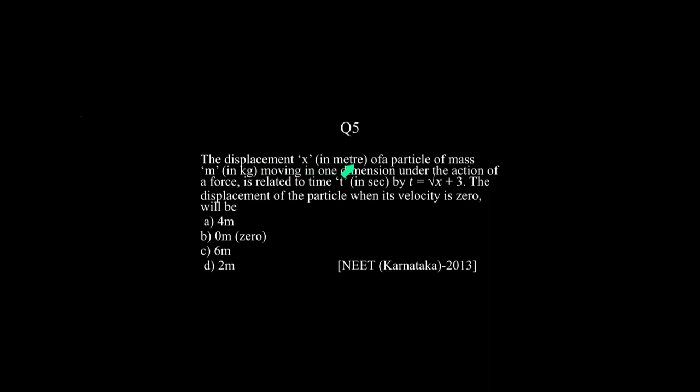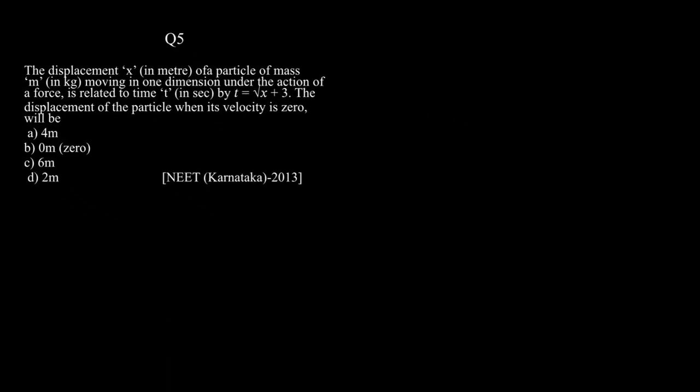The displacement of a particle of mass m moving in one dimension under the action of force is given by t is equal to root x plus 3. The displacement of the particle when its velocity is 0 will be. Okay. So what's given is t is equal to root x plus 3. We can write that root x is equal to t minus 3.